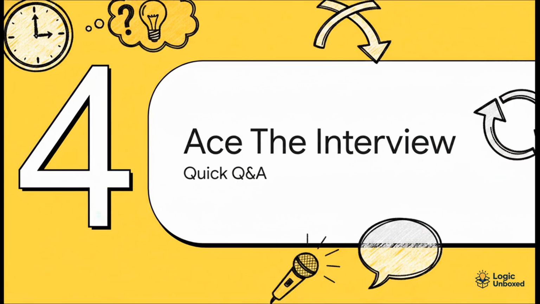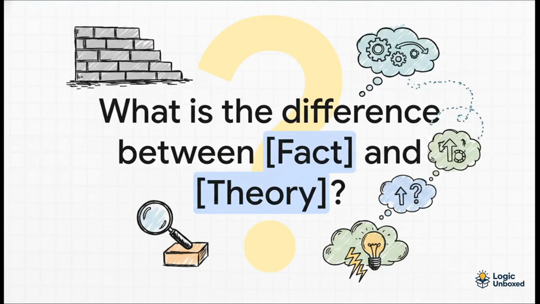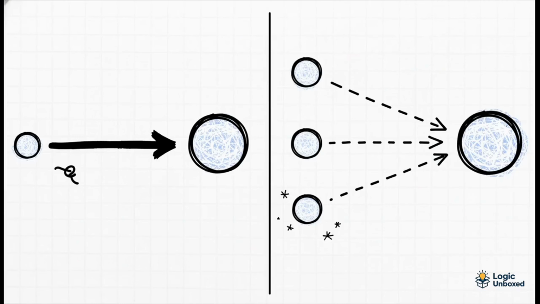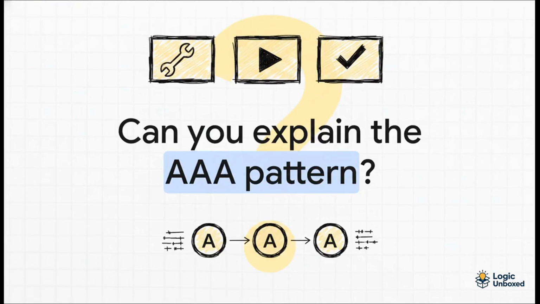So let's translate all this into something tangible. How do you prove you know your stuff in a technical interview? Let's run through a little rapid-fire Q&A. First question, and it's a classic one. They want to know if you get the fundamentals. What's the real difference between a Fact and a Theory? The perfect answer is short and to the point. A Fact is a simple test, no inputs. A Theory is a more powerful, data-driven test that takes parameters. Simple as that.